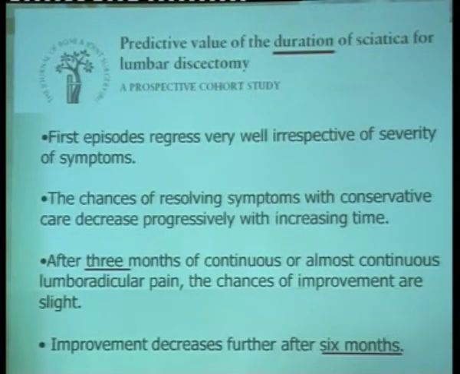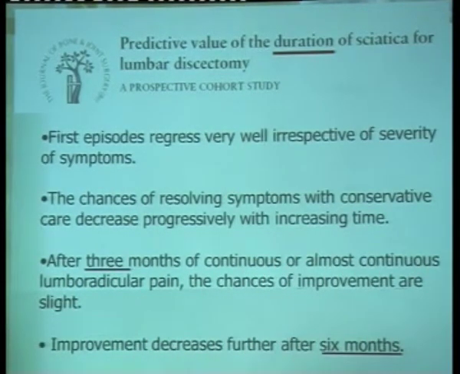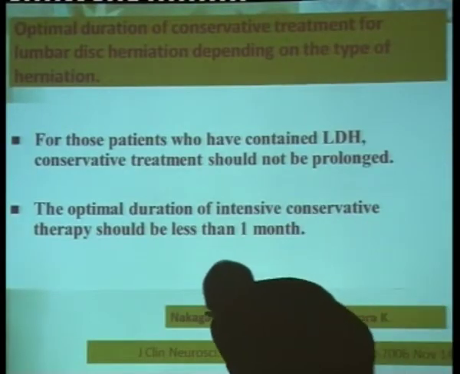Now this study again has proved that the chances of resolving the symptoms with conservative care decrease progressively with increasing time. After 3 months of continuous or almost continuous care, the chances of improvement are very slight, and there is no improvement after 6 months. So if a patient comes to you, immediately you offer conservative therapy. But if he has already had all physiotherapy, bed rest, everything for more than 3 months, then it is not correct to put him further on conservative treatment.